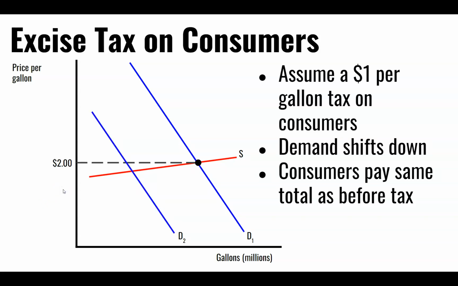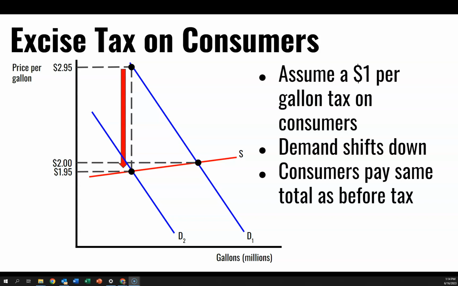And so we could shift that demand curve down, and you'll notice that when we do that, there's a wedge that forms between the original supply curve and the new demand curve, and that wedge is the size of the tax. It's a $1 tax in this example, and you'll see there's a $1 difference between the original demand curve and the new demand curve.